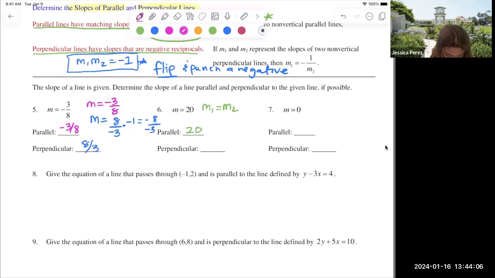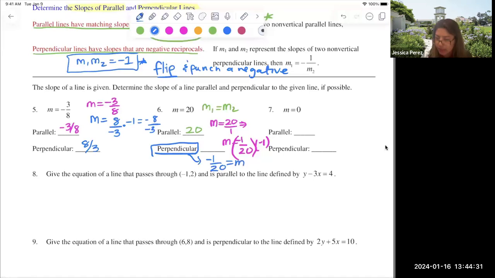And then how would I flip a 20? Well, we know that M is equal to 20 over 1. So then I would flip it. So this M would now be 1 over 20, but then you punch a negative. Punching a negative means multiplying by a -1. So the perpendicular slope of 20 would be -1 over 20. That would be the perpendicular slope.